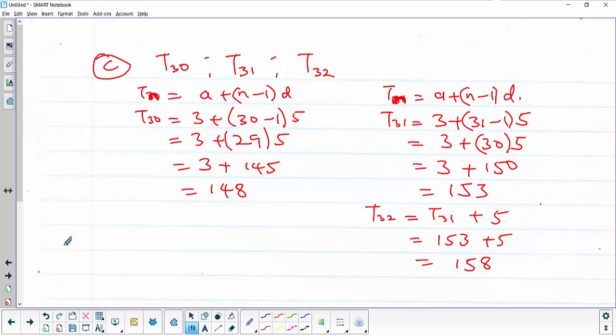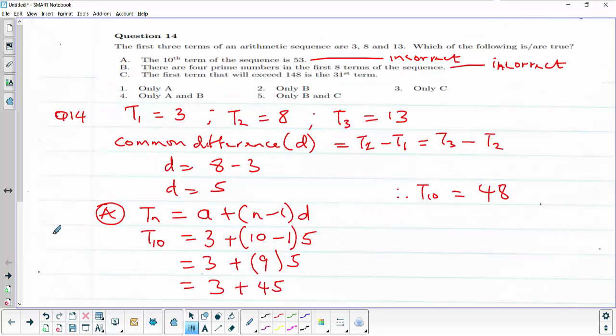Let us go back to the question. The question states that the first term that exceeds 148 is the 31st. So which means this one is correct. So we only have option C, which is correct from the question. You go back to our answer, only C is the answer. The answer for question 14 is only C.